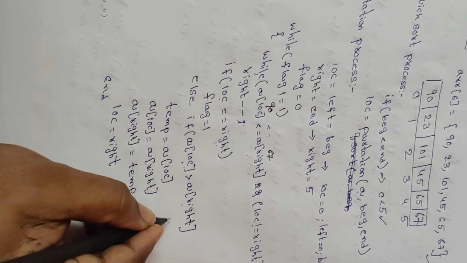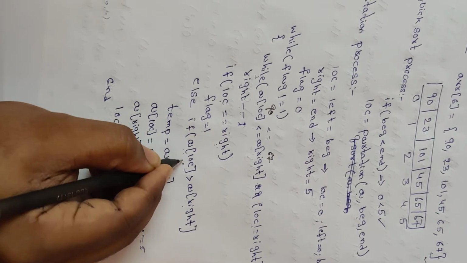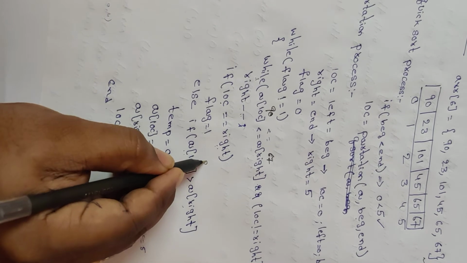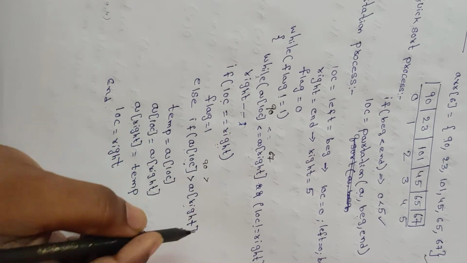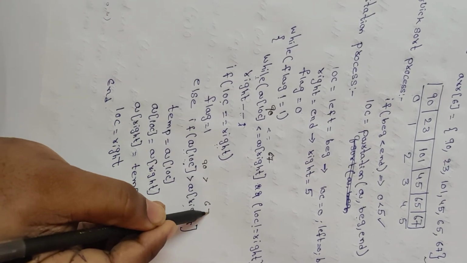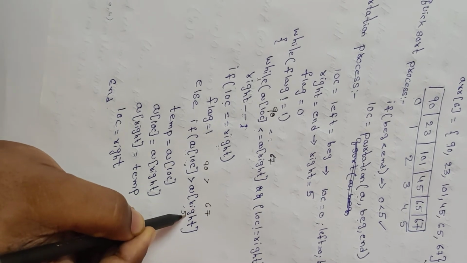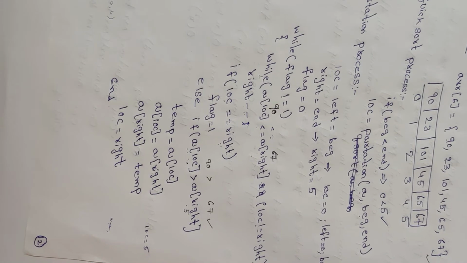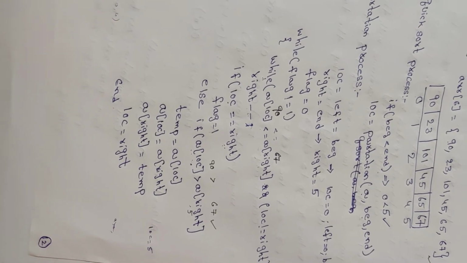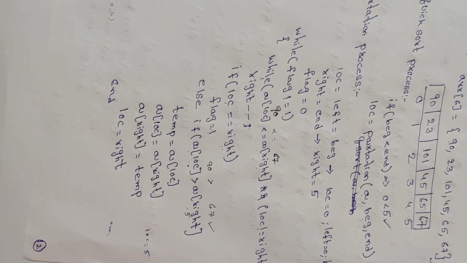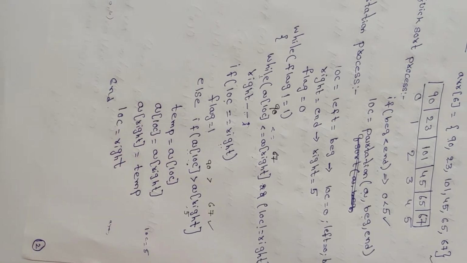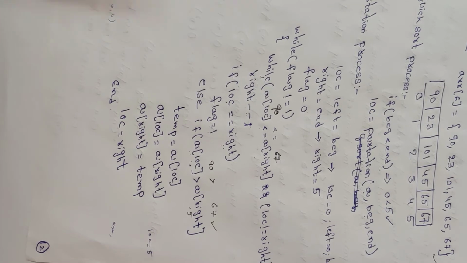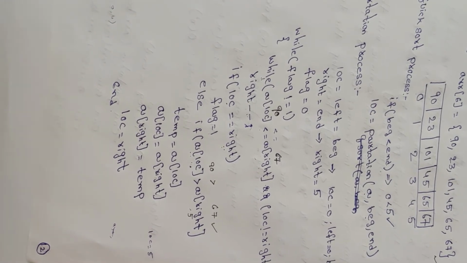Then coming to this statement, if a of location value, that is a of 0, that is 90. Now see here, 90 greater than a of right value. A of right is a of 5, that is 67. This condition becomes true. 90 greater than 67 condition becomes true. That is what we explained in step 3 and step 4. Now check if a of location is less than a of right. If this is the case, we will continue scanning from the right side.